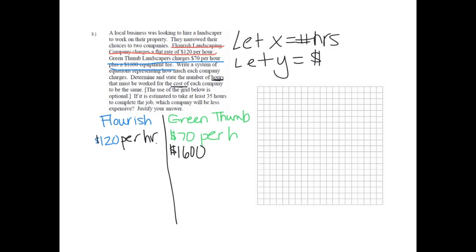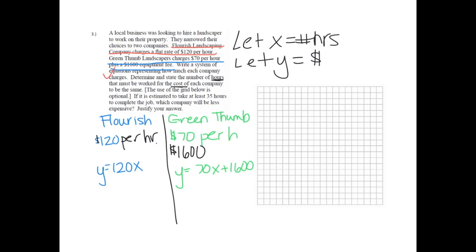Okay, so now we're going to make our equation. So all Flourish is Y equals $120 per hour X. Green Thumb, Y equals $70 per hour X plus the $1,600 equipment fee. All right, so there's your system. So this first part is solved. So where it says, write a system of equations representing how much each company charges, guess what? We did that. Check. Now we need to determine and state the number of hours that must be worked for the cost of each company to be the same.